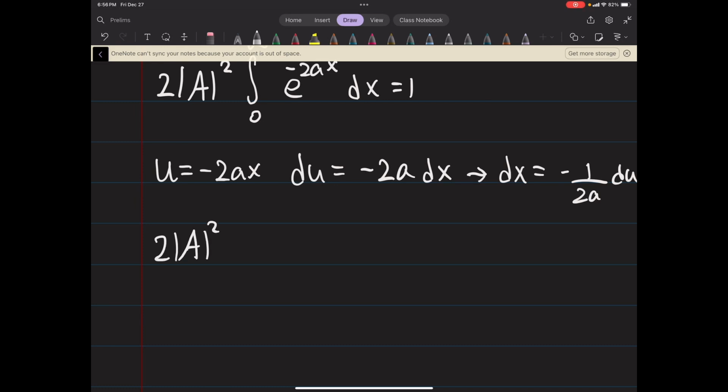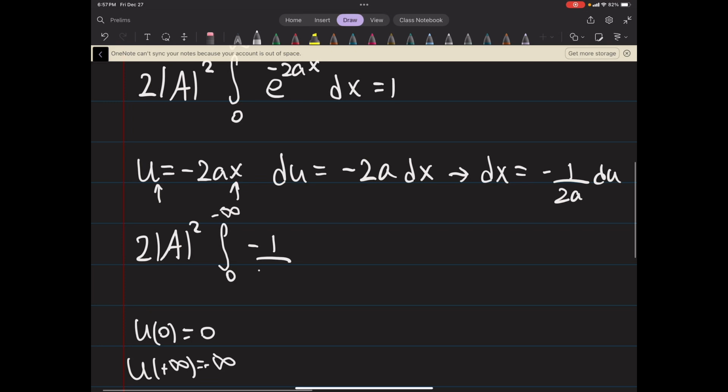So now we're going to do our substitution. Our bounds: if we plug 0 into u, it's still 0. But if we plug in infinity, this goes to minus infinity. So u of 0 is equal to 0, and plus infinity goes to minus infinity. So note the sign change. We have a minus 1 over 2a from when we do our substitution, e to the u du.